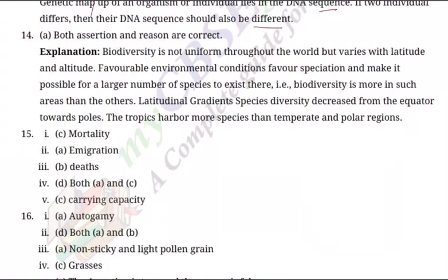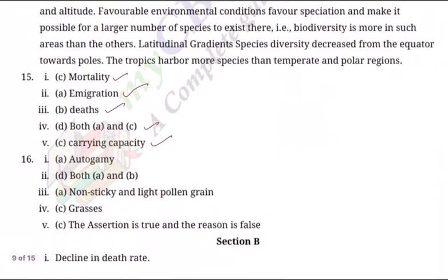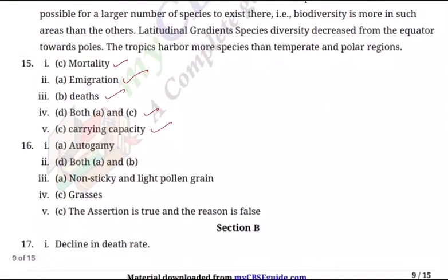Now come to question number 15 and 16, which are case-based questions. You need to read the paragraph that is given carefully and answer any 4 questions out of the 5 questions. And one of the questions will be a diagram-based question. So question 1, C, is of course mortality. Question 2, A, answer is emigration. Question 3 is deaths. And question 4, both A and C. And of course K, they were asking about the K in the diagram, carrying capacity.